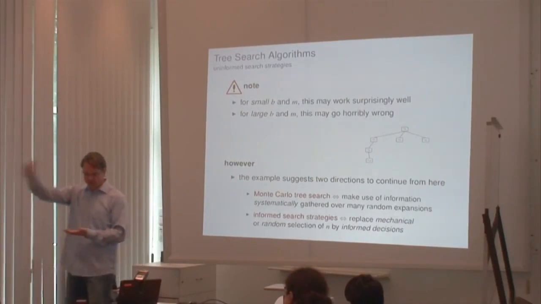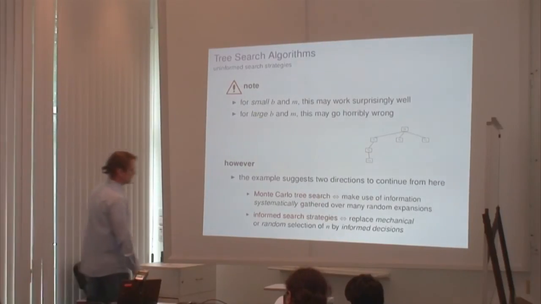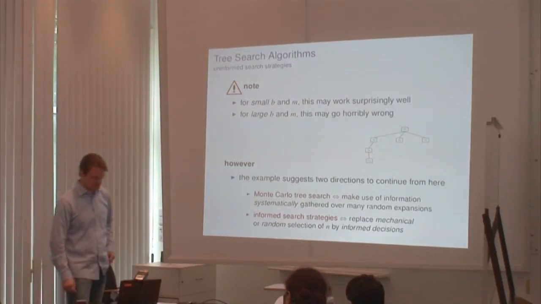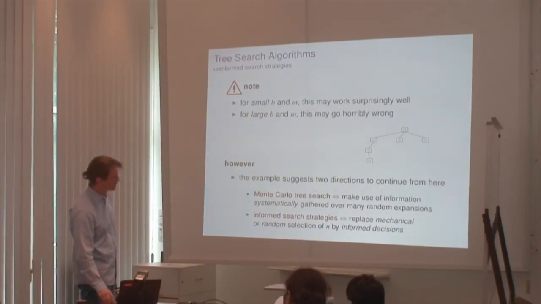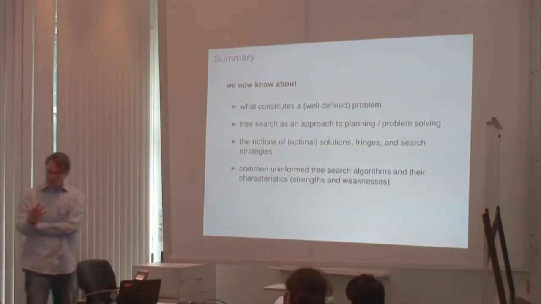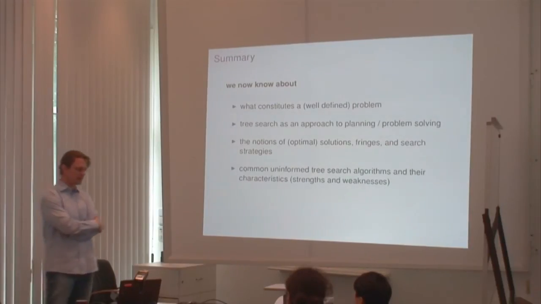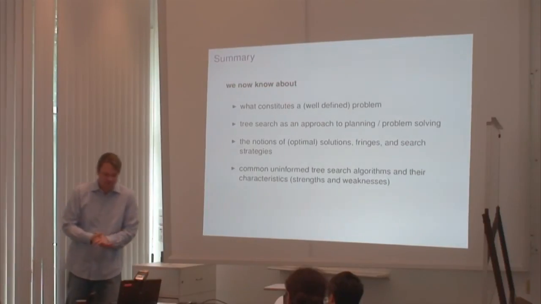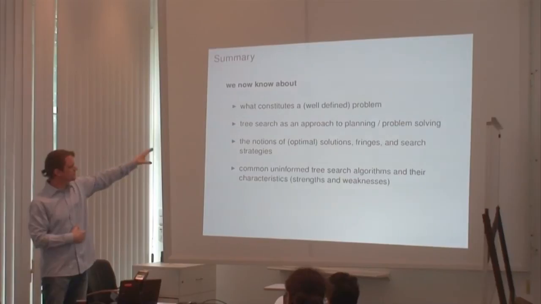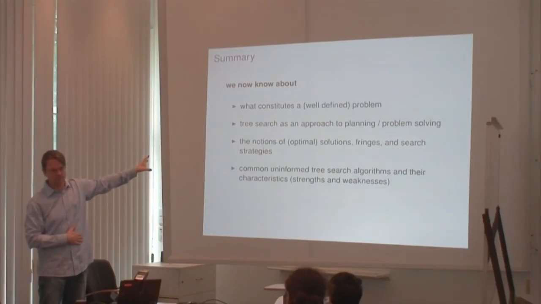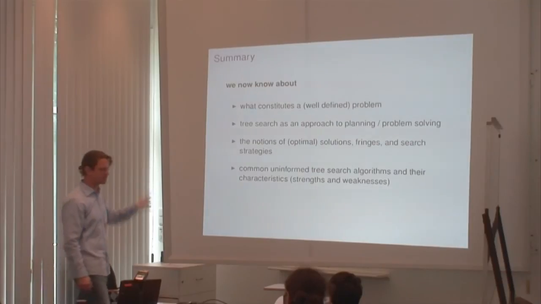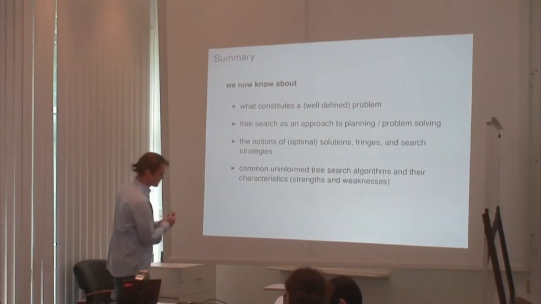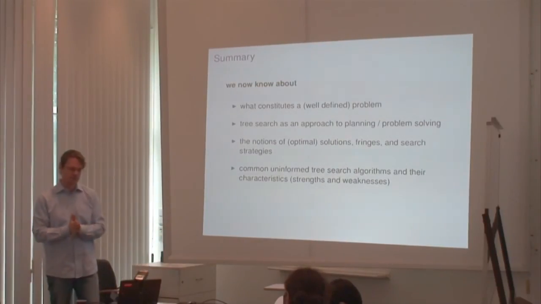Before we continue with these more learning approaches to game AI, we'll have a final look at tree search techniques, in particular informed search techniques. That is an outlook for things to come. To summarize what we did today: a simple yet very important thing was that we studied the notion of a well-defined problem. We now know what constitutes a well-defined problem: these 4 ingredients, initial state, successor function, goal test, and path cost.